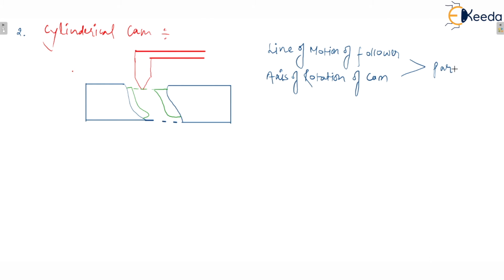Can you feel that? This is the axis of rotation of the cam, which is always the rotating element, and this is the line of motion of the follower. So both are parallel to each other, so that's why we call it a cylindrical cam. Is it clear to everyone?